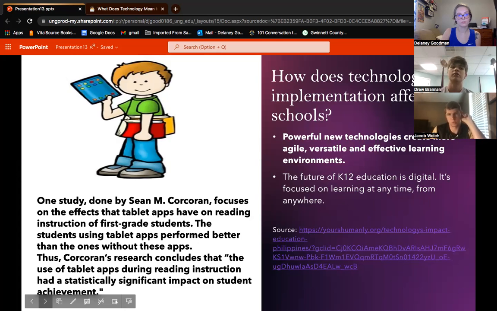This can be largely due to, since technology is so widespread now, it just grabs the attention of students much better than having them sit down with a paper copy of a book. So it's a new effective learning environment for the students, and it's shown to be very effective in the younger ages.